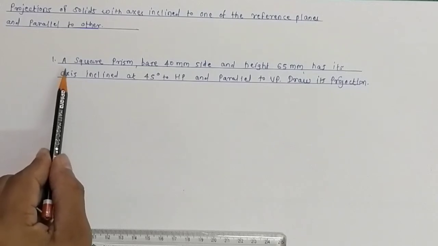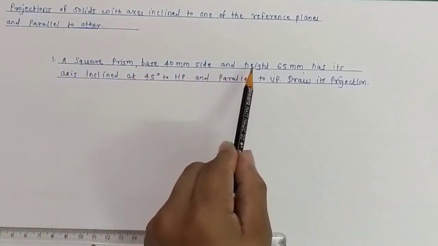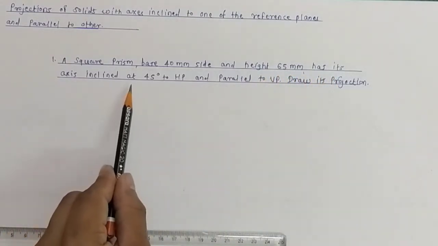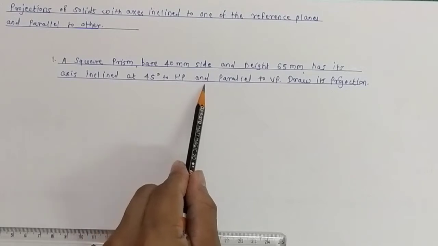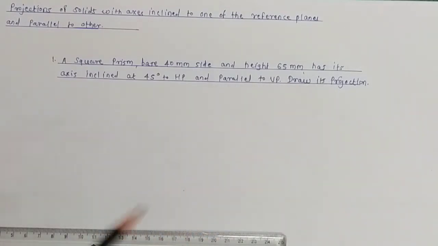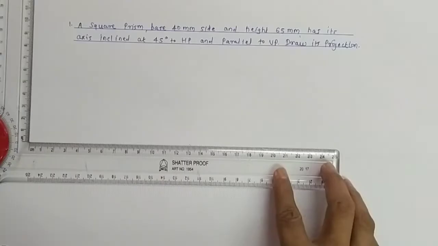Now let us see the problem. A square prism, base 40 mm side and height 65 mm, has its axis inclined at 45 degrees to HP and parallel to VP. Draw its projections. So in the initial position, first of all draw the true shape of the object, which is obtained in the top view and front view of an object. So first of all, draw the initial position. Draw XY line.